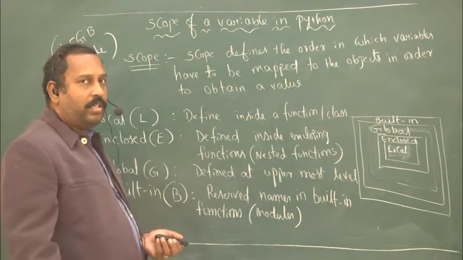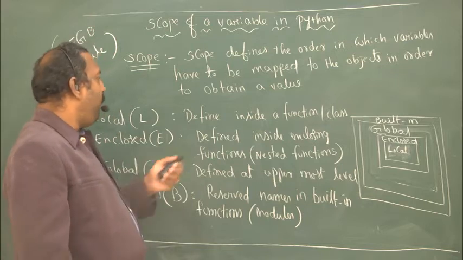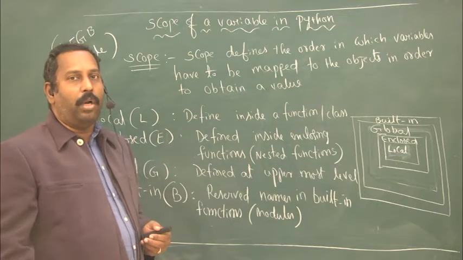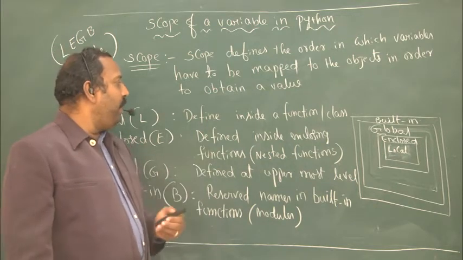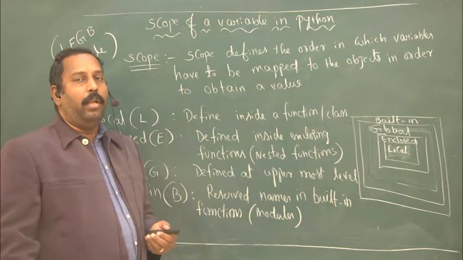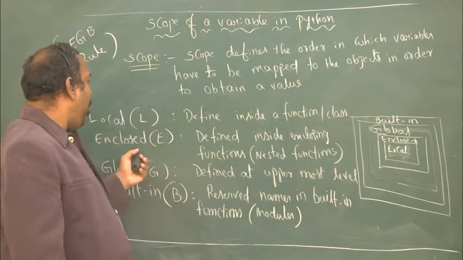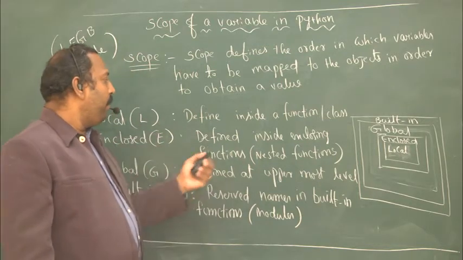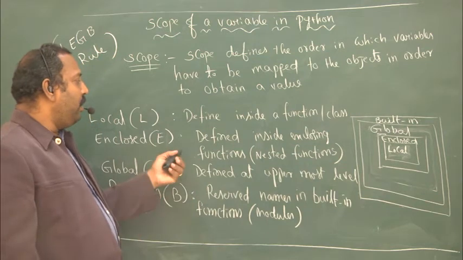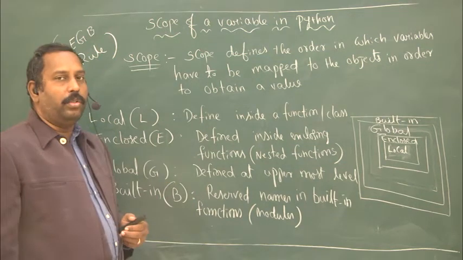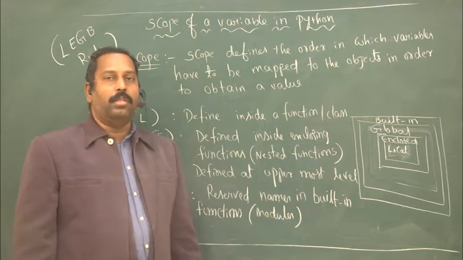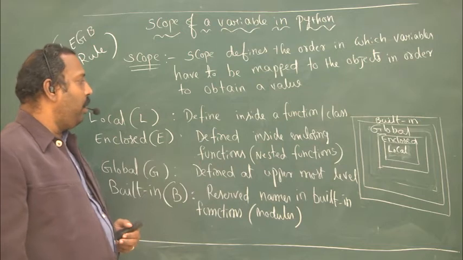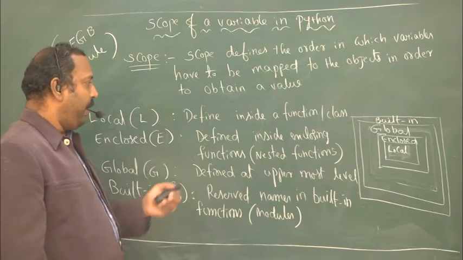First we will see what is a local scope. Defining a variable inside a function or class is called a local scope. So defining a variable inside the function is called a local scope. And the second one is an enclosed scope. That means defined inside the functions. Defined inside the functions is called enclosed scope. That means we have to use the concept called nested functions. Nested functions will get this particular scope, that is called enclosed scope. We will see examples one by one.